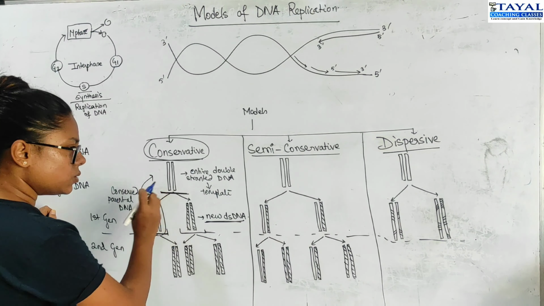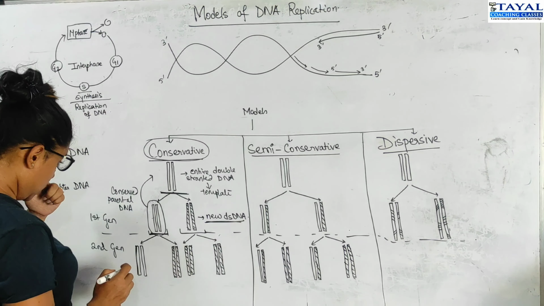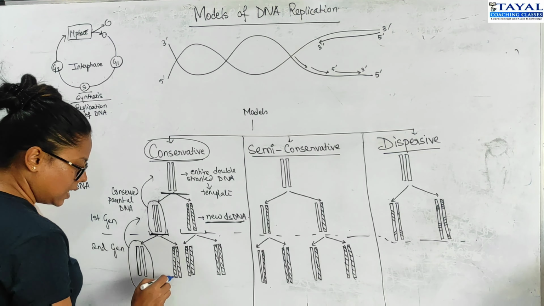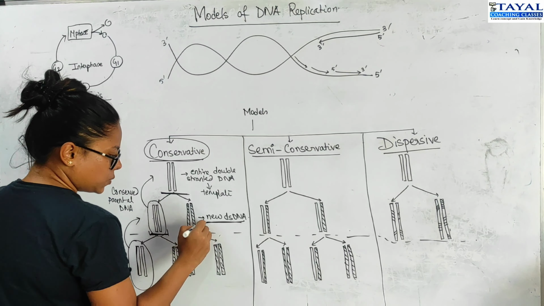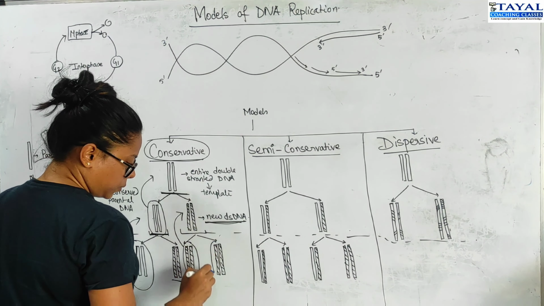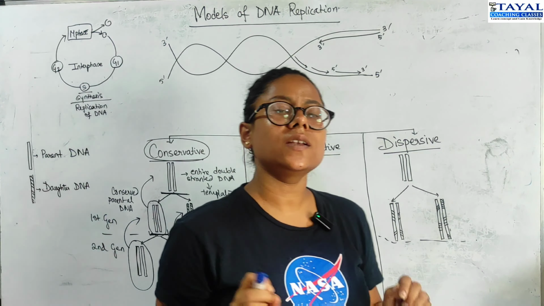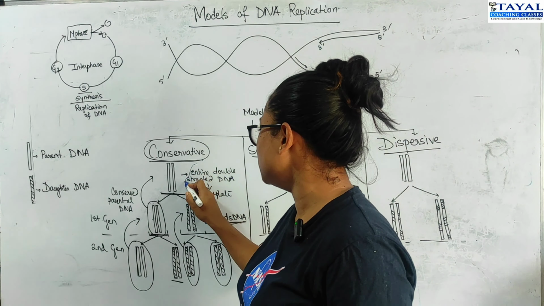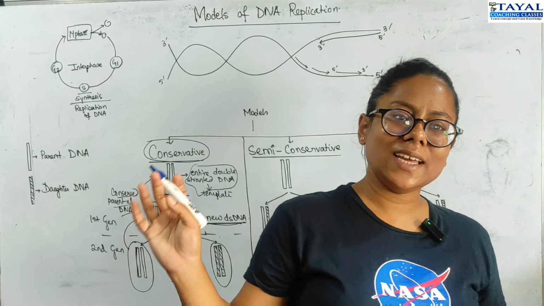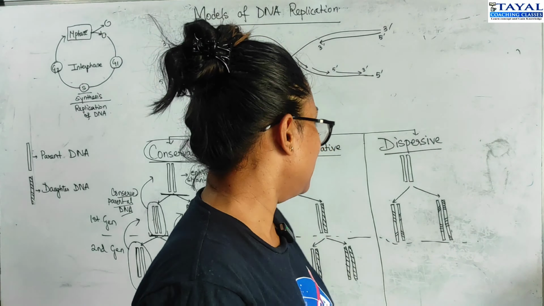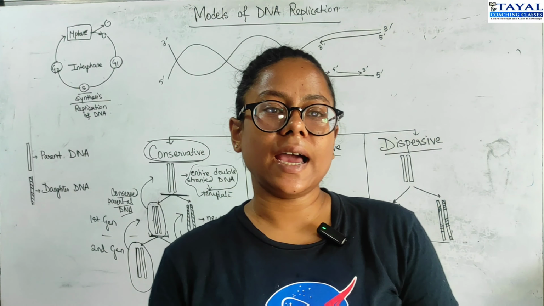Again, in the second generation, when this replicates again, you will again get conservation of the parental DNA as it is, and a new strand. Here, because it was already the new strand, there would again be conservation and the formation of a new strand. So conservative DNA replication says that the entire double-stranded parent DNA is conserved, and the new DNA is a dsDNA that is entirely newly forged.